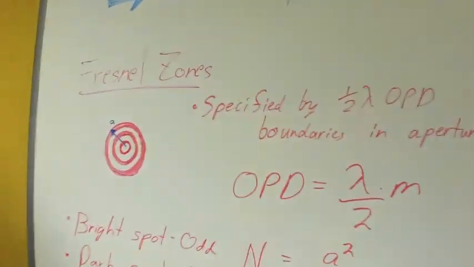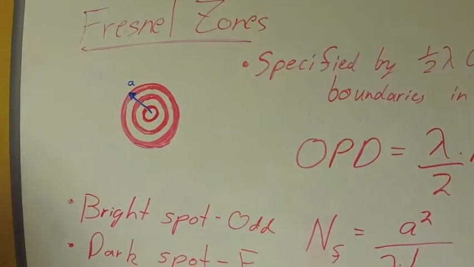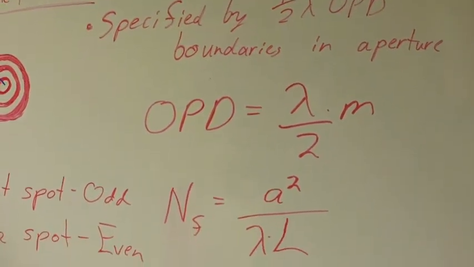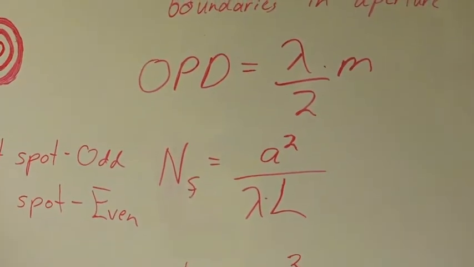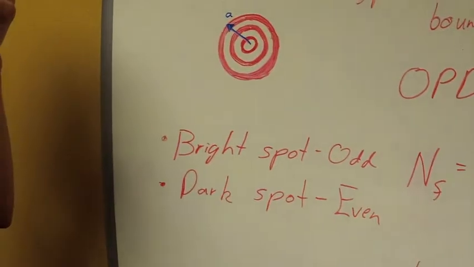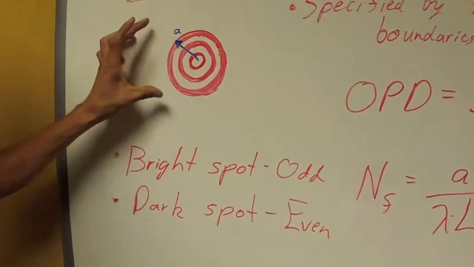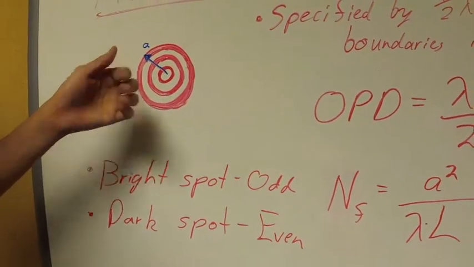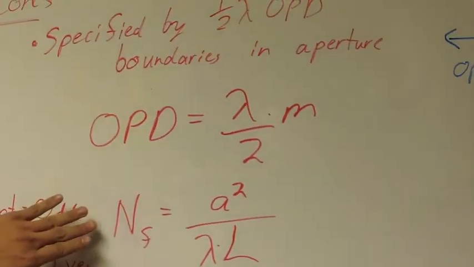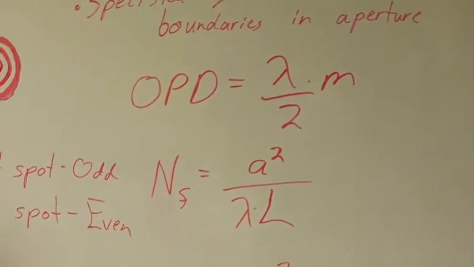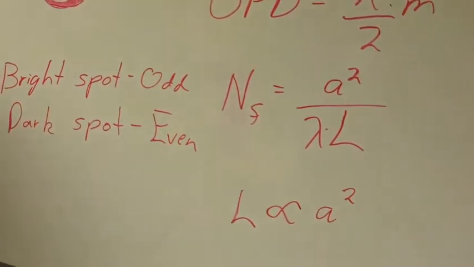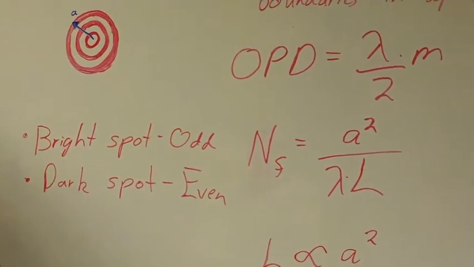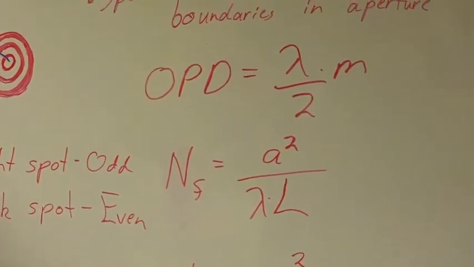and as you can see, it's more or less a Gaussian-esque kind of shaped plot. Concerning Fresnel zones, they are specified essentially by half a wavelength OPD boundaries in an aperture. The governing equation is OPD equals half a wavelength times integer m. And you have here an example of a diffraction pattern, and you have the radius a right here. And you have a Fresnel number, which is equal to a squared divided by lambda times L, and L is the distance from the aperture to the pattern that is being observed.